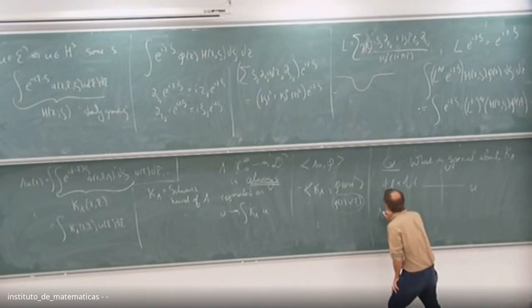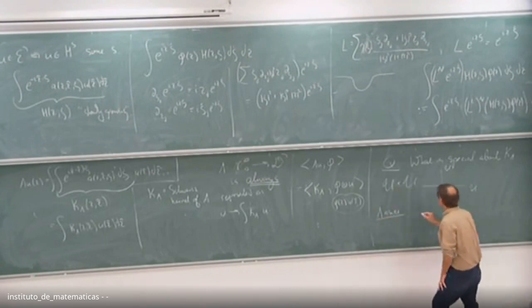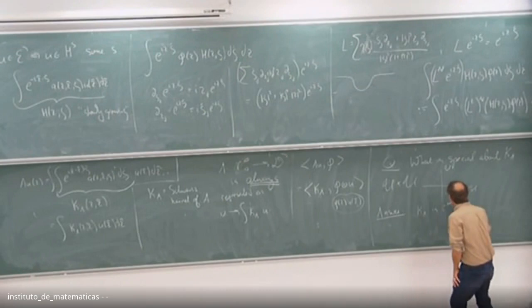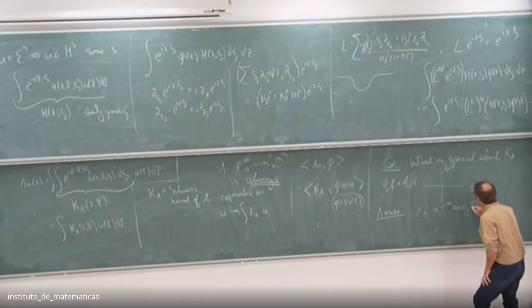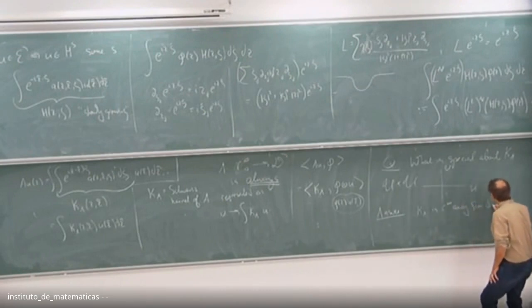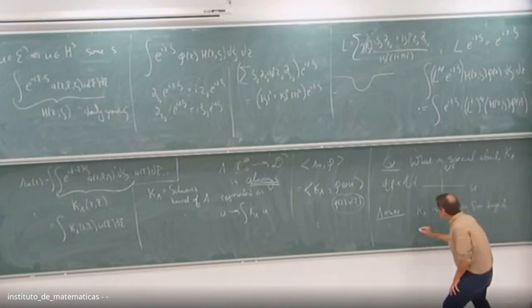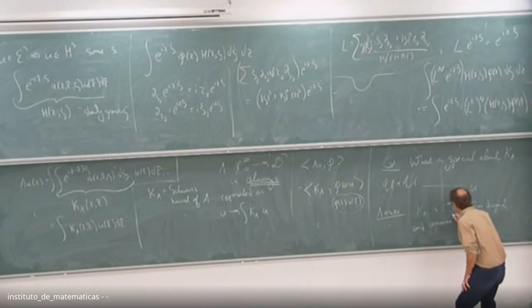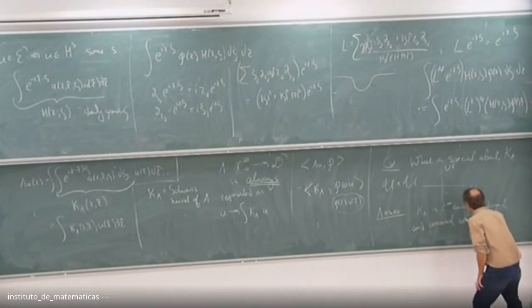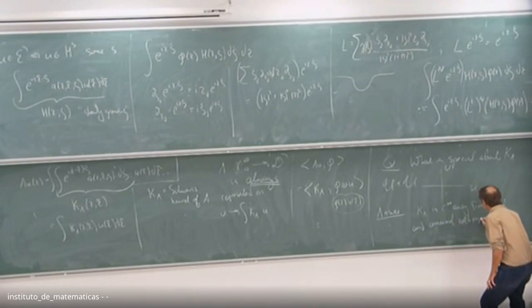So the answer is the following, that K sub A is C infinity away from the diagonal. So we all know what that means. And here's the sentence I have to explain, and conormal with respect to the diagonal. So this is a special class of distribution.